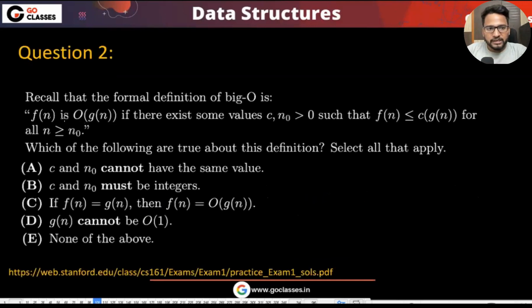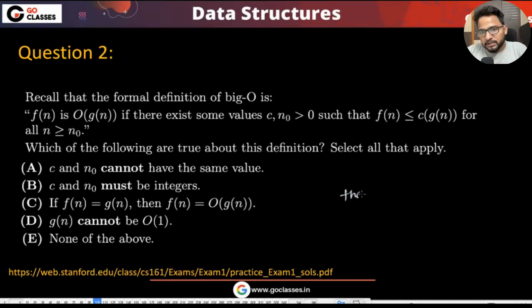Now let's see what it is saying: that Fn is order of n if there exist some values c, n naught greater than 0 such that Fn is less than or equal to c Gn for all n greater than or equal to n naught. I mean, they are just rewriting the definition of big O. That is fine. Now they are asking which of the following is true about this definition. Select all that apply. C and n naught cannot have the same value. No, there is no relation between C and n naught, right?